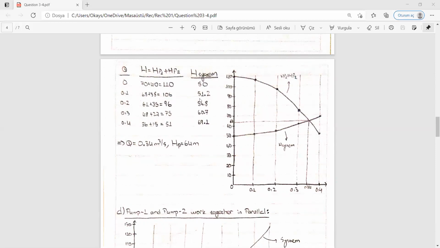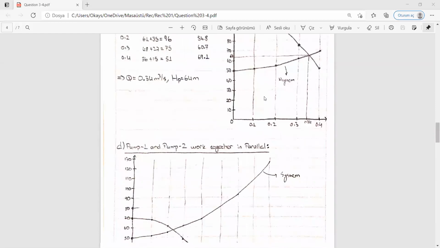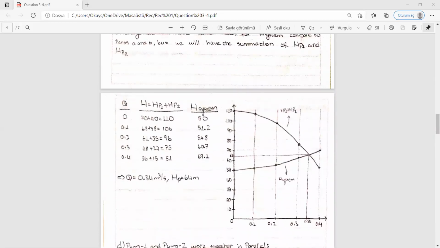Let me show you an example. For 200 liters per second, which means 0.2 meter cube per second, what is the head of pump 1? It's 61. What is the head of pump 2? It's 35. So in my table, you can see for 0.2 meter cube per second, I added 61 with 35 and I got 96. It is the same for all the discharge values. You add pump 1 and pump 2 heads together.